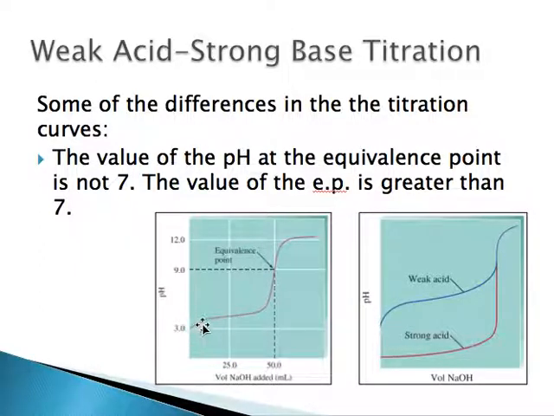Okay. The other thing is the halfway point. And the halfway point is halfway between the beginning and the equivalence point. So we tend to find it right here in the middle of this buffer zone. And I call it a buffer zone because if you look in either direction, the pH isn't really changing very much. So this is our buffer zone. So at the halfway point, we've added half as many moles of base as the acid that we started with.